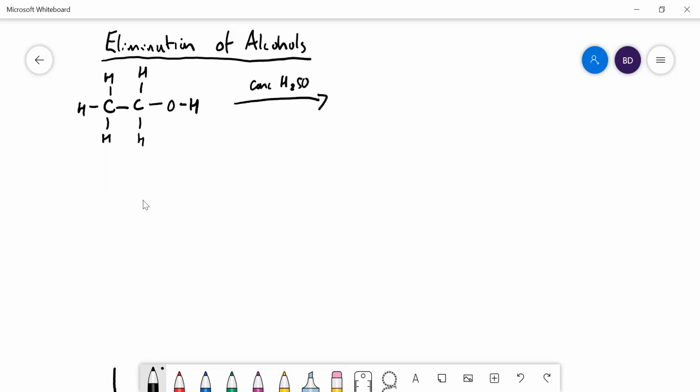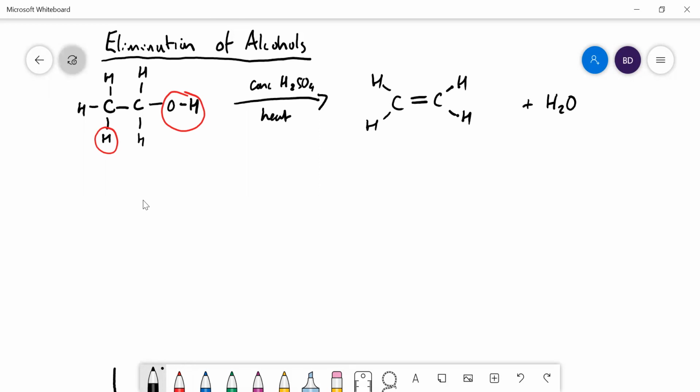We'll have a look at how that works in a minute. And what happens is you remove water from it. So you remove the OH from that carbon, and you remove a hydrogen from the one next door. So if you eliminate ethanol, you would get ethene and water. So it's the opposite of hydration of ethene, really, which is odd because sulfuric acid was the catalyst for the hydration reaction there as well, if you remember. Very different mechanism though.